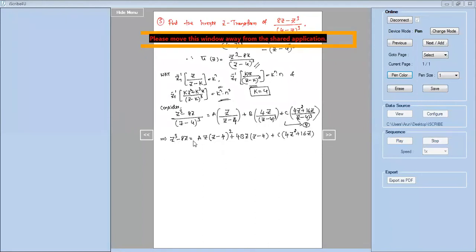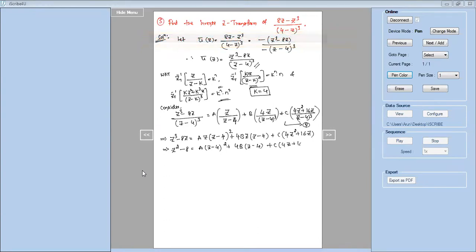Now what I'm going to do is, I'll take z common. Let us cancel z on both sides. If I cancel z on both sides, I can write this as z square minus 8 equals a into z minus 4 whole square plus 4b into z minus 4 plus c into, it is 4z plus 16. Shall I write like this?